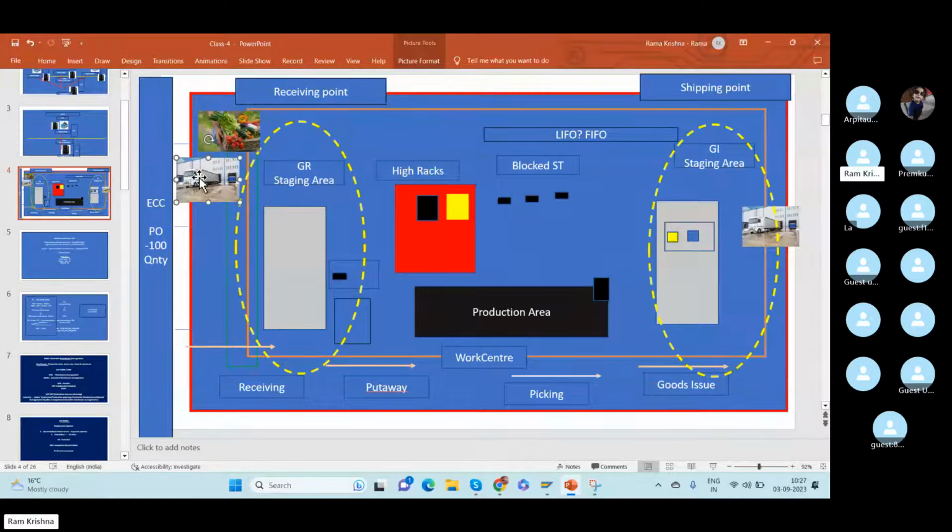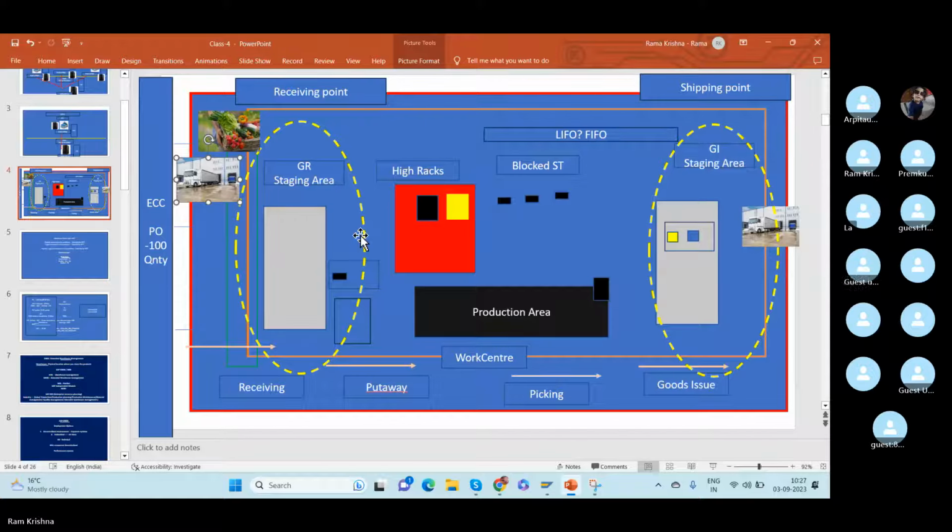Customer also. Customer returns. When you send some goods to the customer and he finds something damaged, what will he do? He'll send the returns to the plant. Now in this case also, the goods will come to the respective plant. Any other thing? Any other?